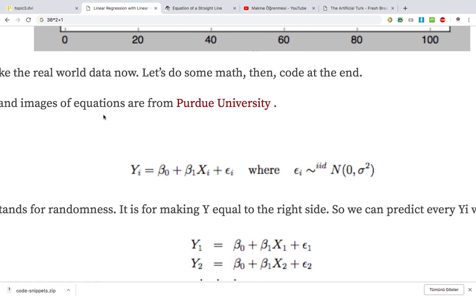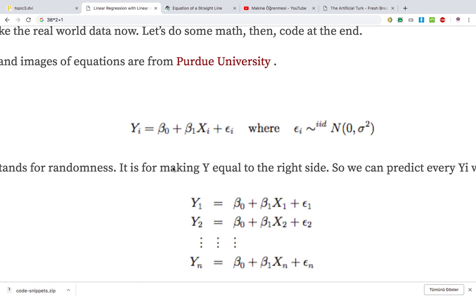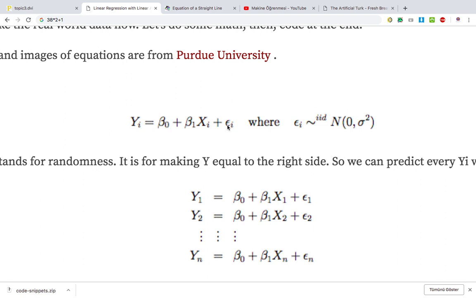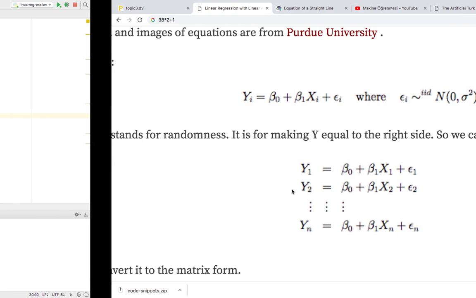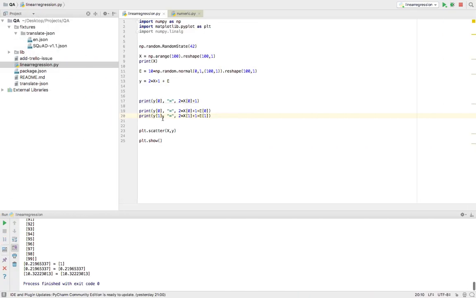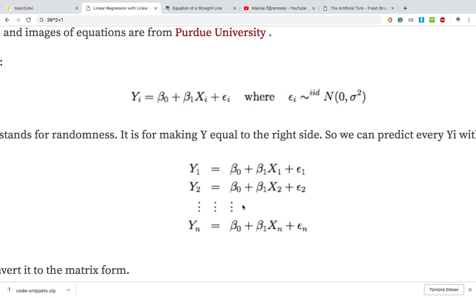So let's get back to our mathematical part. This is our formula, and epsilon is for saying that the left side is equal to the right-hand side. We actually have y1 equal to b0 plus b1x1 plus epsilon 1, y2 equal to b0 plus b1x2 plus epsilon 2. This is actually the same thing as this code here.